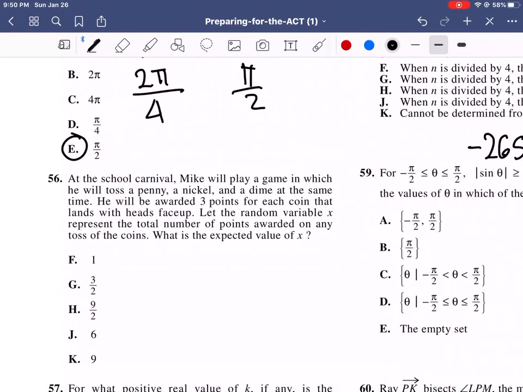At the school carnival, blah, blah, blah. So he tosses a penny, a nickel, and a dime at the same time. He'll be awarded 3 points for each coin that lands with heads faced up. So what you do is you have a 1.5 chance of it happening. You have 3 coins. And you're going to multiply it by 3 because you have 3 points. And that gives you 3 of 6. 3 of 6? Wait, what?